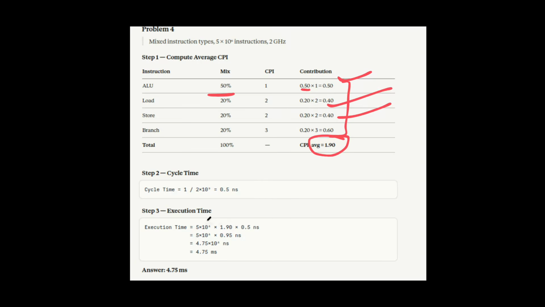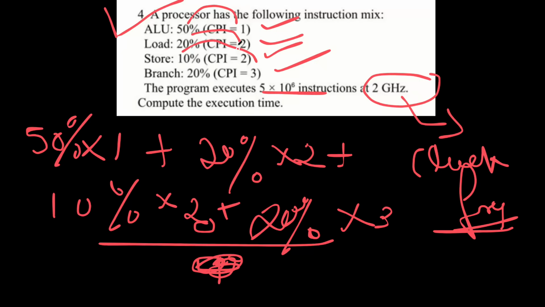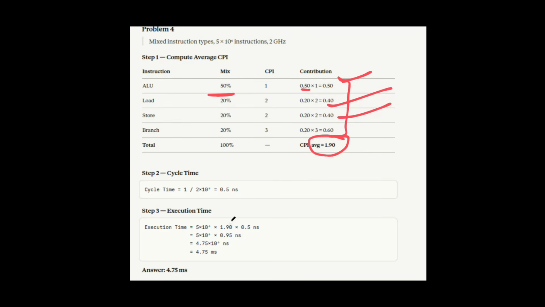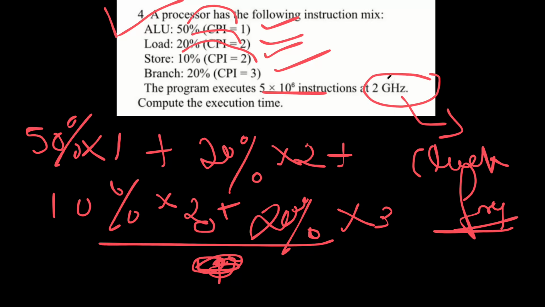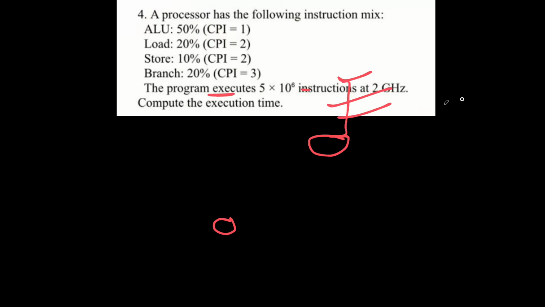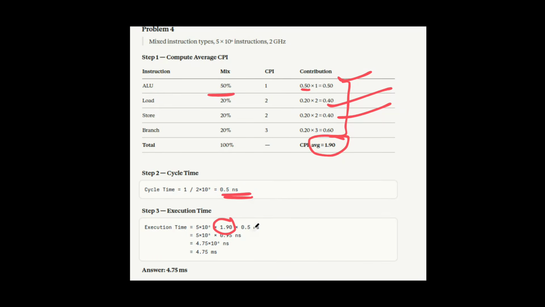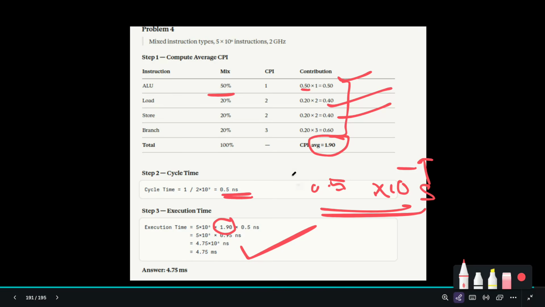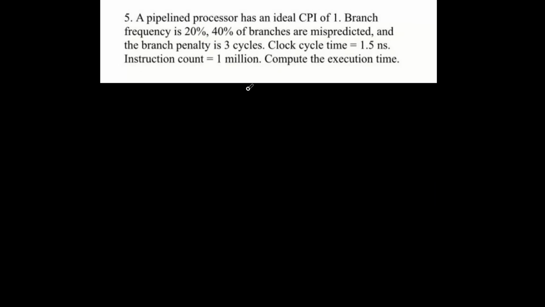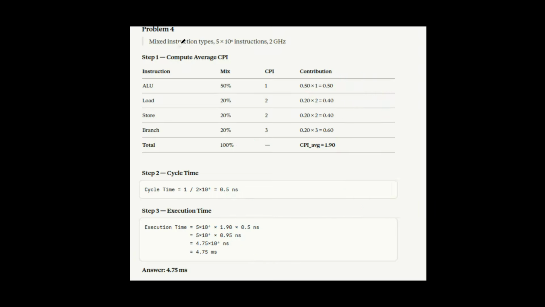So now the total number of instructions is 5 into 10 raised to 6, which is already given to us, into the CPI value 1.9 you will write. The clock frequency is given, so 1 by 2 into 10 raised to 9 you have to do. That gives us 0.5 nanosecond, that is 0.5 into 10 raised to minus 9. You multiply all these and you will get your final answer, in seconds. Understood? So this was our question number 4.